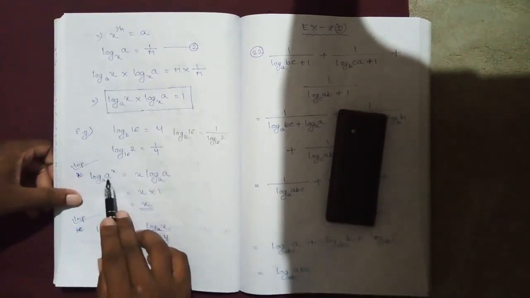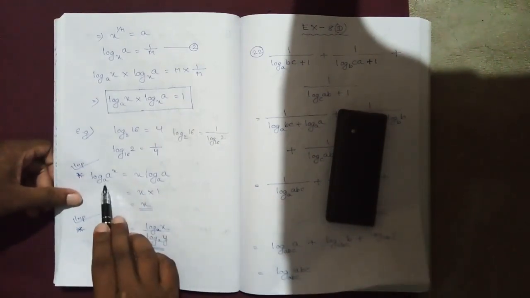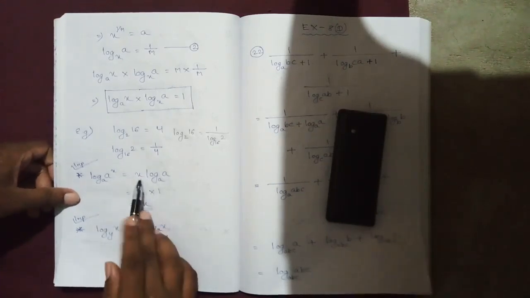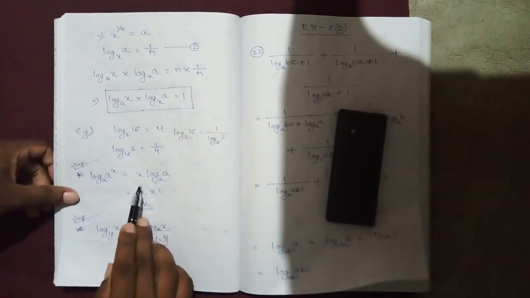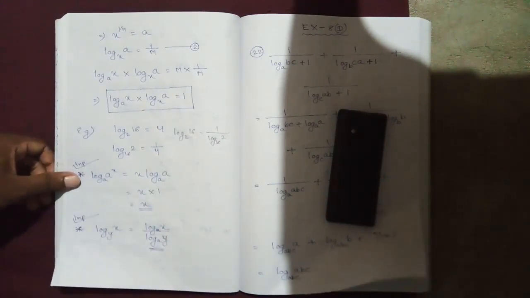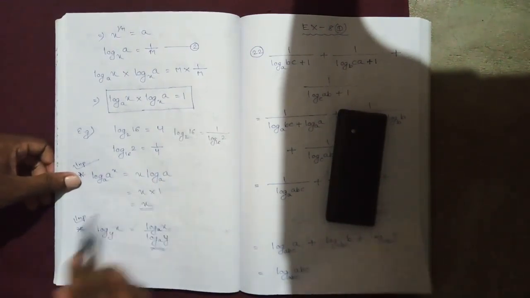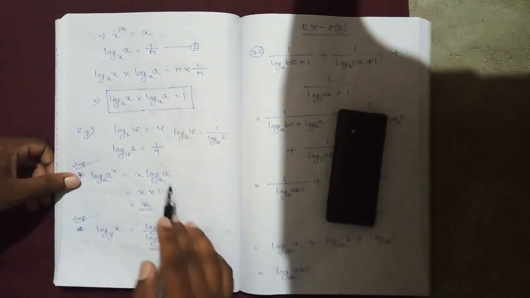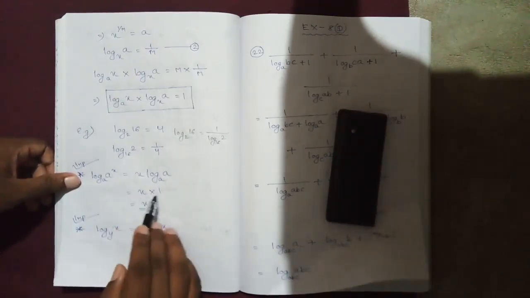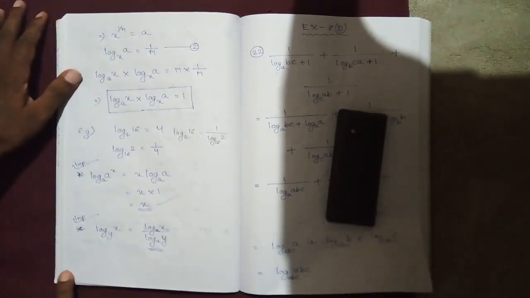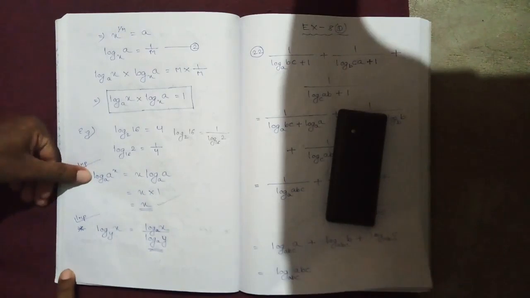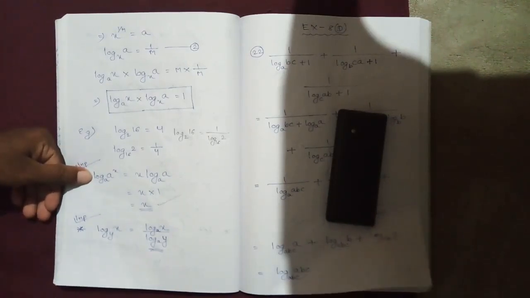Next, log a power x at the base a is equal to, using power law of logarithm, x will come to the left, x log a base a. What is log a base a? 1, because a power 1 is a. So x into 1, that gives us x. So remember this, log of a to the power x at the base a is equal to x only, the power.